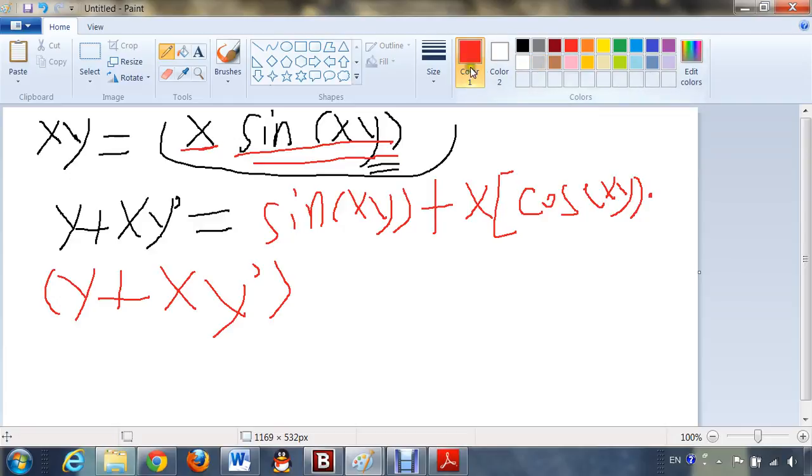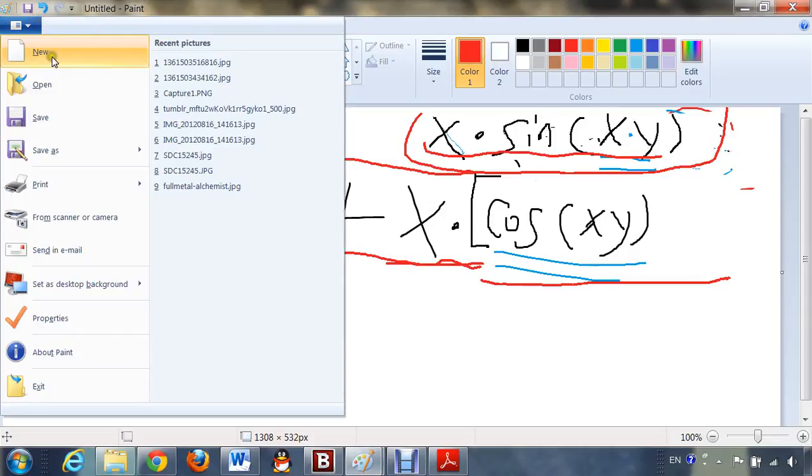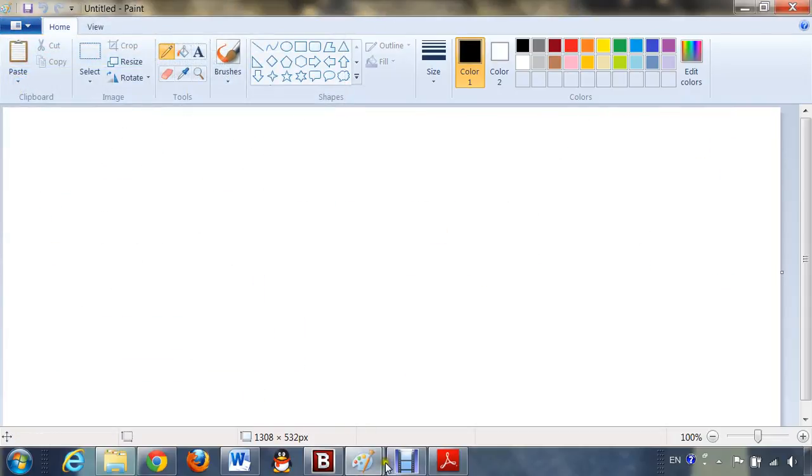Okay, so right now, remember, we are done taking the derivative of both sides of the equation. The next step that we have to do is to isolate y prime. Since I ran off the page, let's move the entire thing to here.